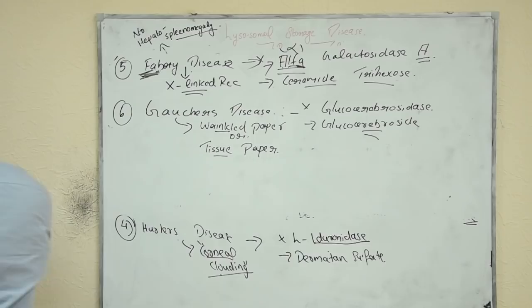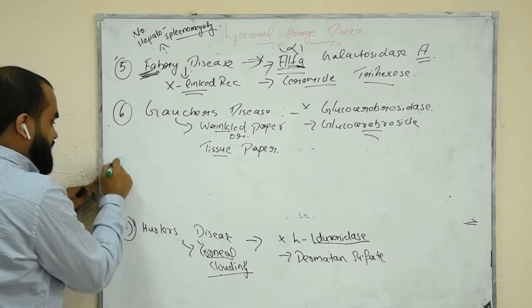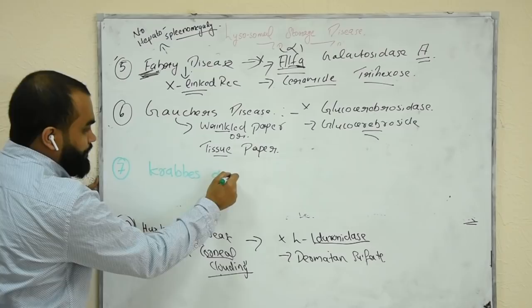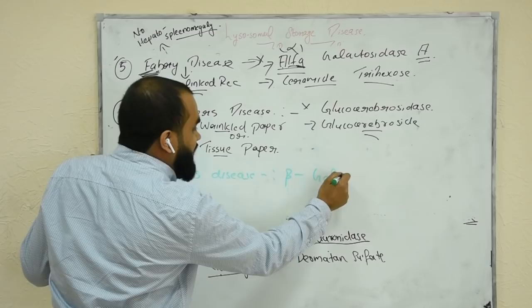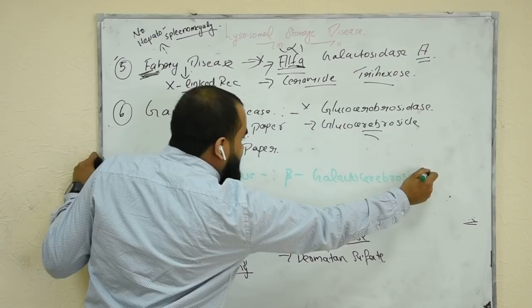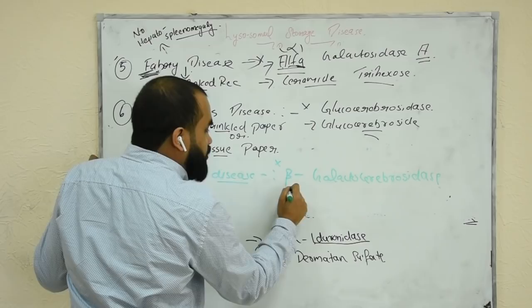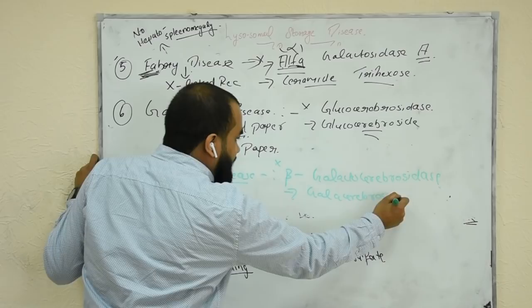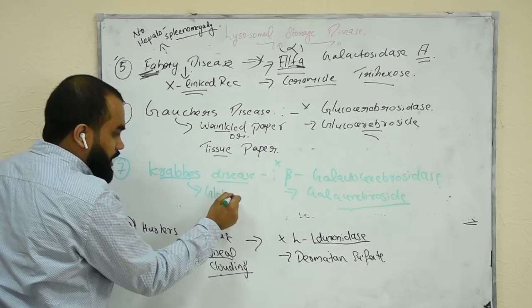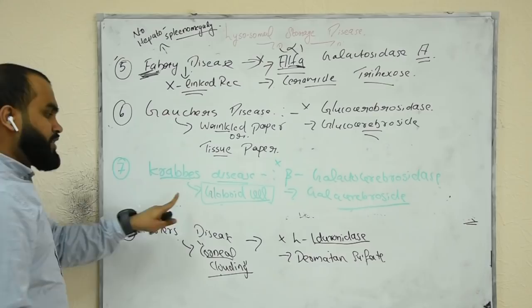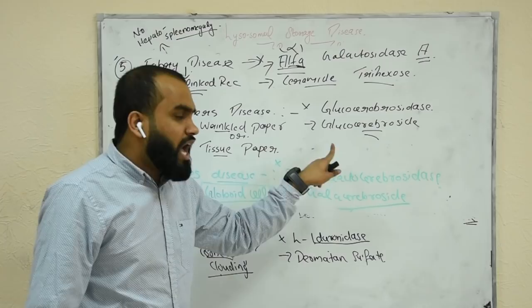Now next one, very important disease, that is the last one, Krabbe's disease. You know crab, right? We used to eat crab flavor Lays, crabs or something. Krabbe's disease. Remember, here the enzyme deficiency is beta-galactosidase. Beta-galactosidase deficiency leads to Krabbe's disease. Remember, so what is accumulated? Galactocerebroside. Sometimes in the question, they used to give globoid cell. So if you see globoid cell in the question, think about Krabbe's disease. What is the enzyme deficiency? Beta-galactosidase.